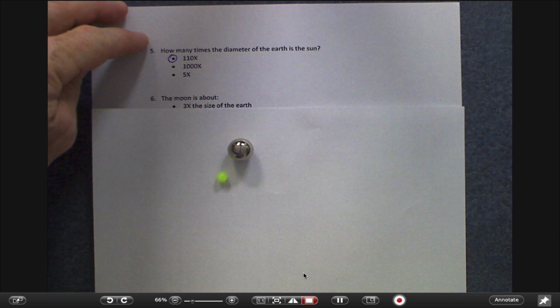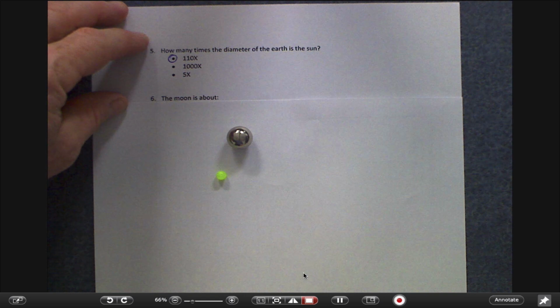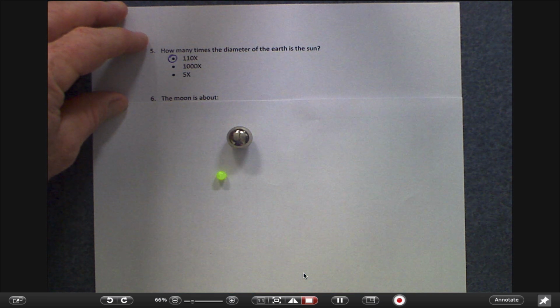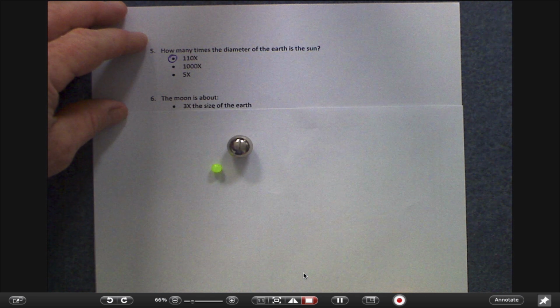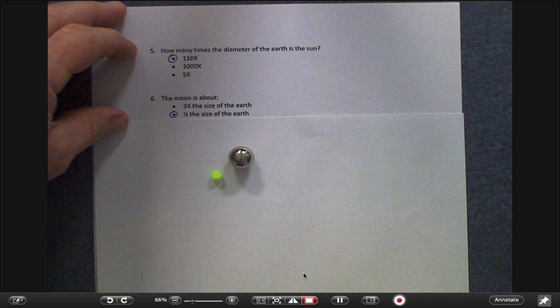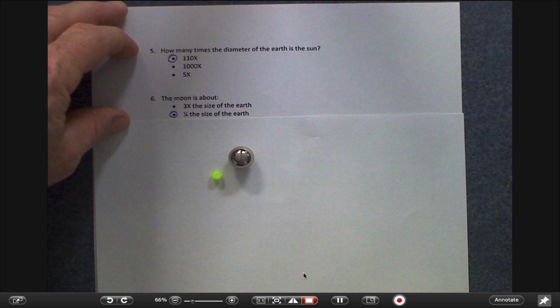Okay? Our next question. The moon is about, well, you can see right here, about how big the moon is compared to the Earth. That's a really close scale. Well, it's not 3 times the size of the Earth. That'd make it bigger than the Earth. It's about 1/4 the size of the Earth, which you see right there.